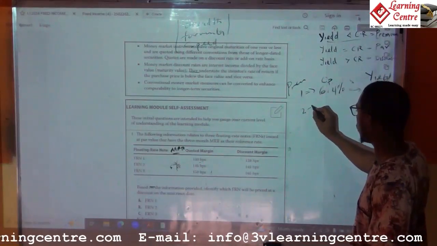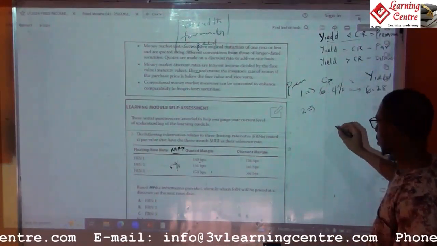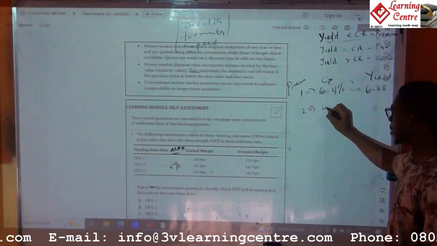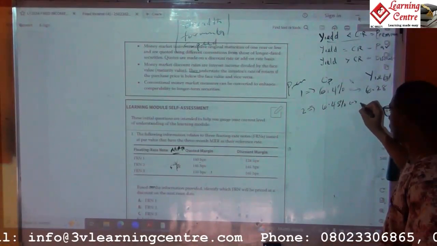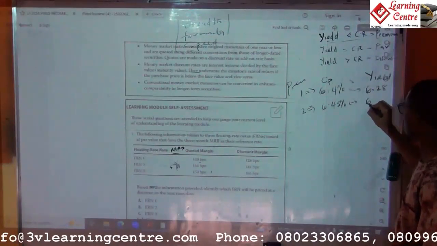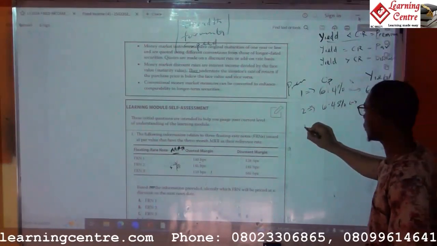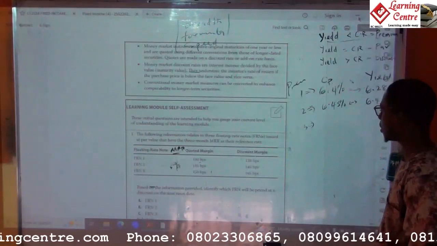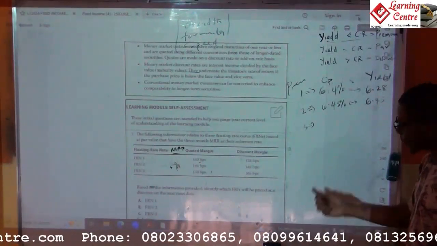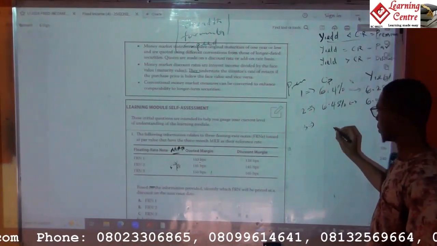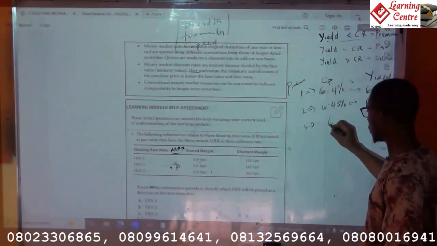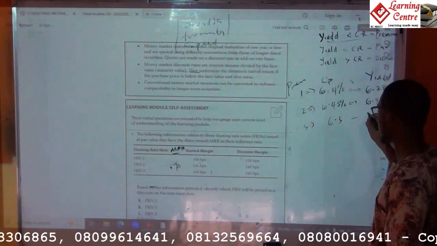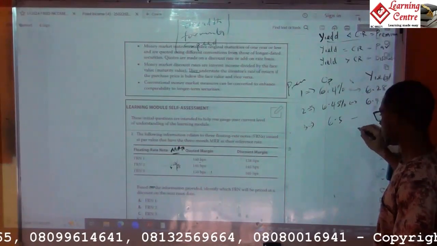Give us the all-in rate for FRN 2. 6.45. The yield is 6.45. For FRN 3, the margin is 1.5, so that's 6.5.